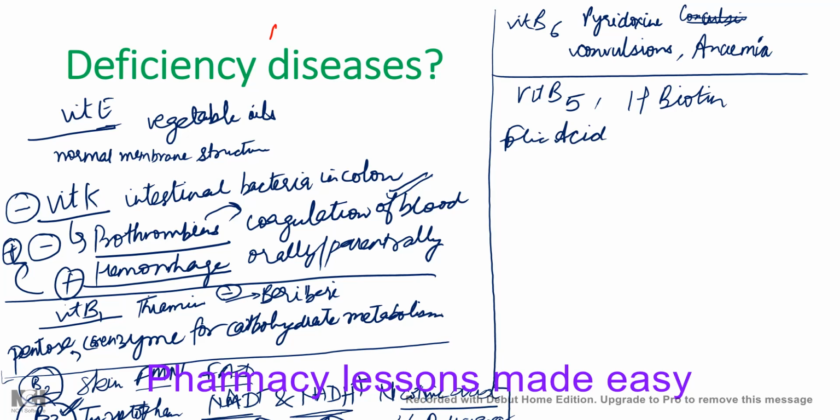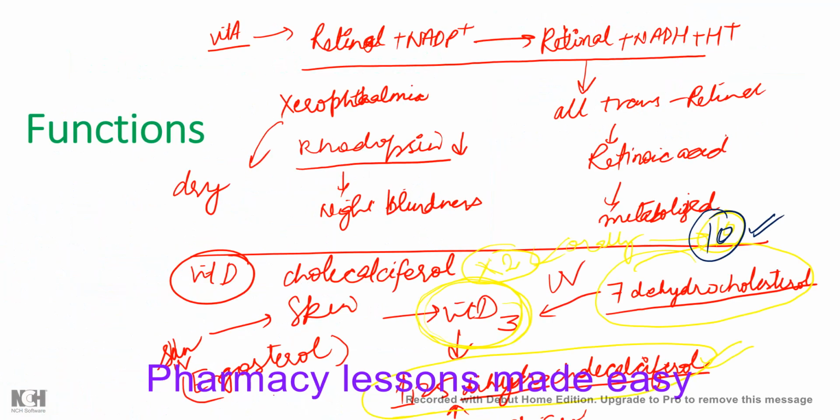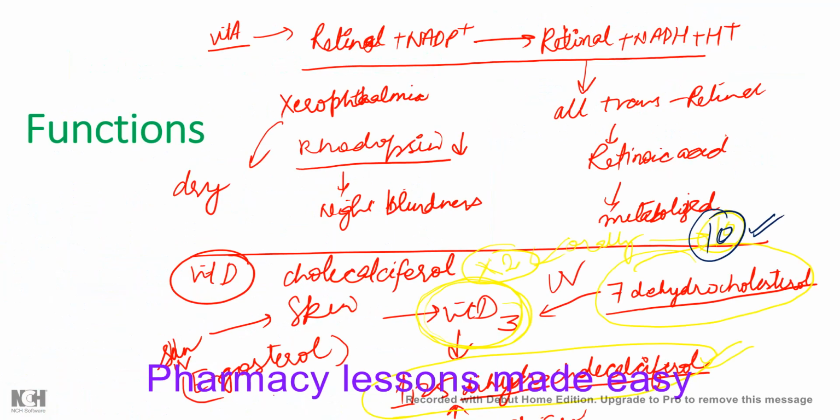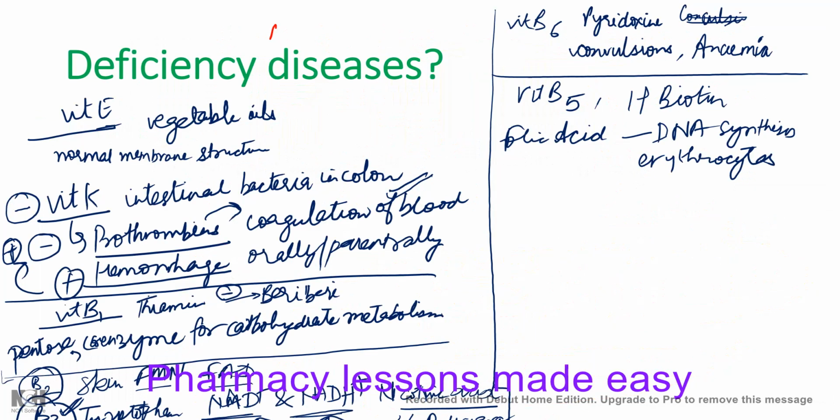It helps in DNA synthesis. Okay, this helps in DNA synthesis and formation and maturation of erythrocytes. If we talk about erythrocytes, its formation and maturation, this folic acid is actually involved. The deficiency of folic acid causes megaloblastic anemia and GI diseases.